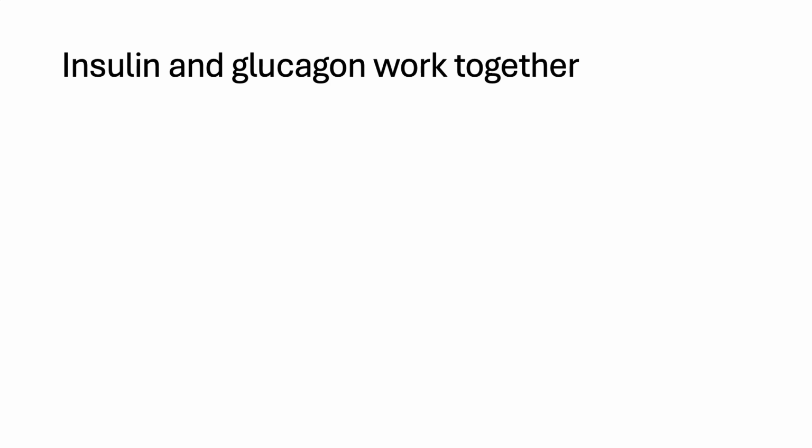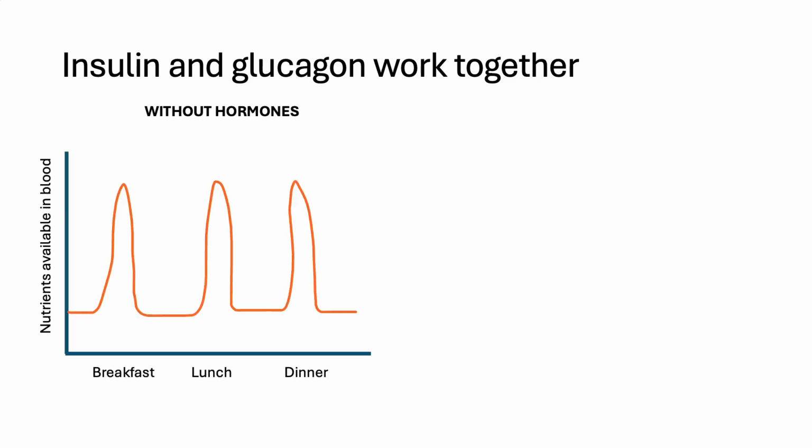Now, the important thing to say is insulin and glucagon work together, right? They're actually team members rather than 2 opposing forces. Let me show you some graphs. This is what our blood sugar, or in general, the nutrients available in our blood would look like without the hormones. You eat some breakfast and whoosh, all this rushes up and then it gets absorbed down. And then at lunch, when you eat another meal, it rushes up and it comes down. And in dinner, it rushes up and comes down. So your nutrient availability would correlate with your food intake.